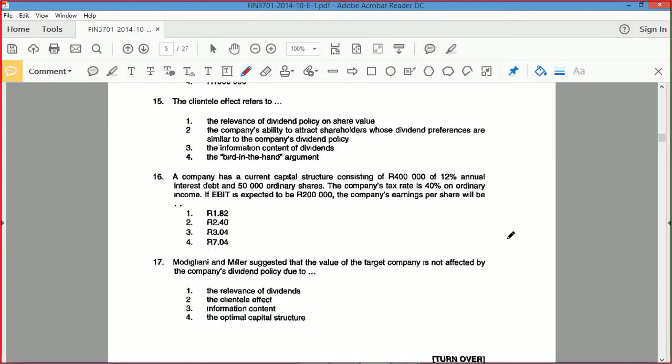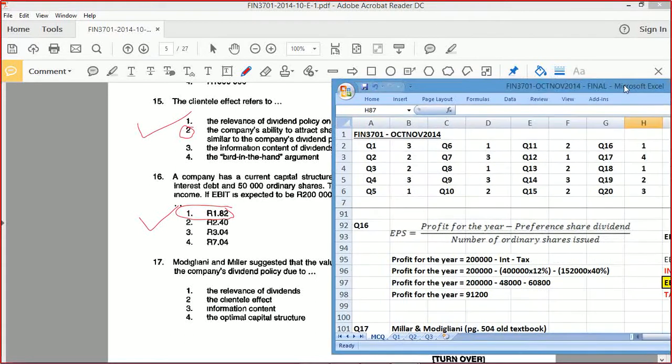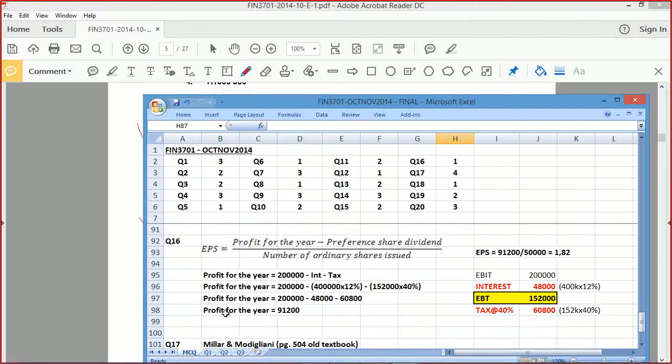We're at 15. I got option 2. Yes, they test this clientele effect quite a bit. Then for the next one, I got option 1. Yes, for option 1, you've got the company's EPS. You just had to do a calculation for the profit in order to do the EPS, which is profit over ordinary shares, because there's no preference shares. As you said, you've got to first work out the EBT. Once you've got the EBT, you can then calculate the profit, and then work it out. I'm quite happy with those sort of ones.